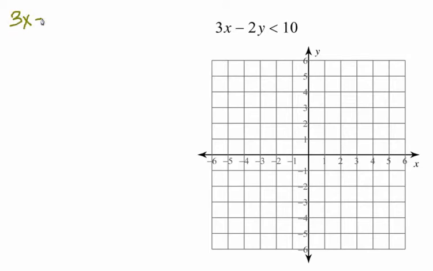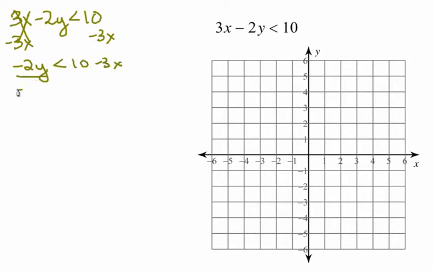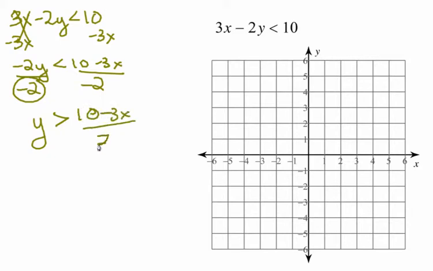So if we had 3x minus 2y is less than 10, to put it in mx plus b form, we want to get y by itself. So I'm going to subtract 3x from both sides. It'll cancel out on the left, and I have negative 2y is less than 10 minus 3x. We're going to divide by negative 2. Now remember, one of your inequality rules is that when you divide or multiply by a negative number, the sign changes direction. So we now have that y is greater than 10 minus 3x over negative 2.